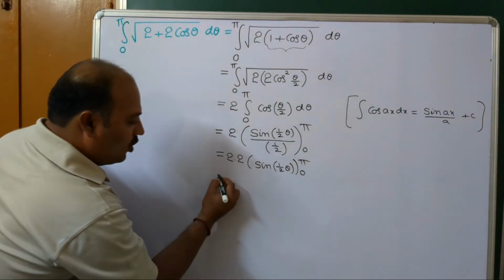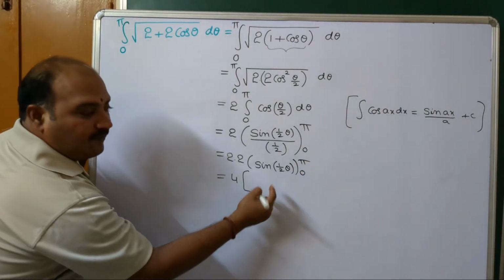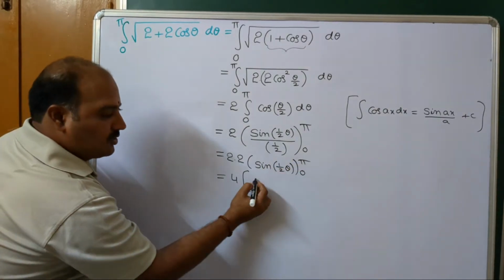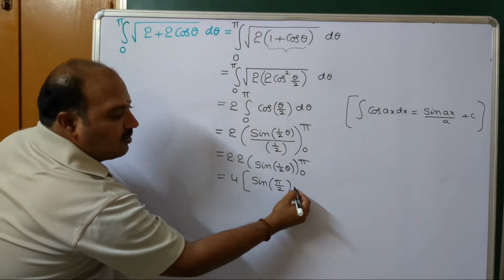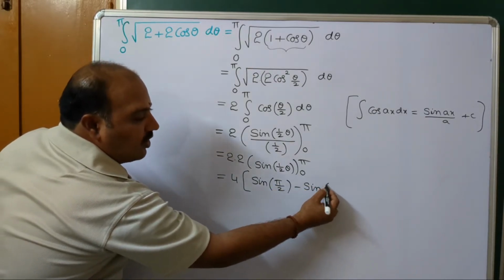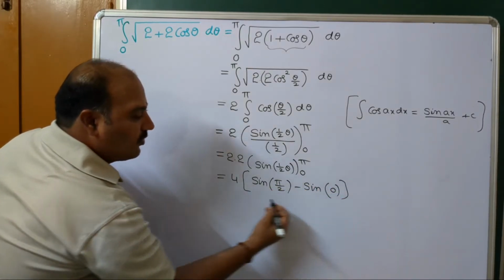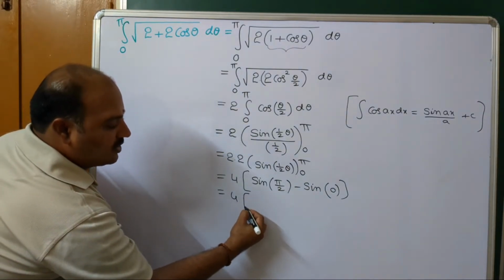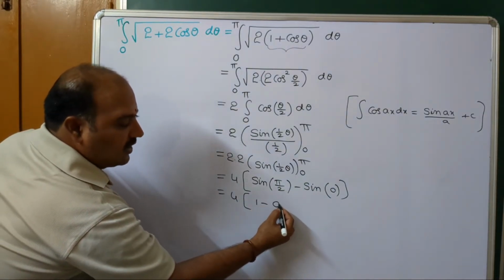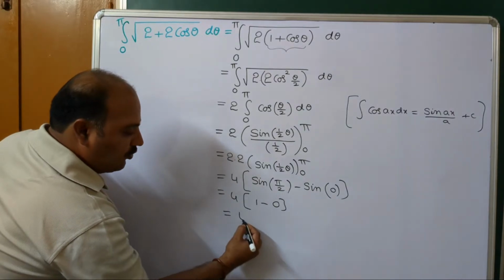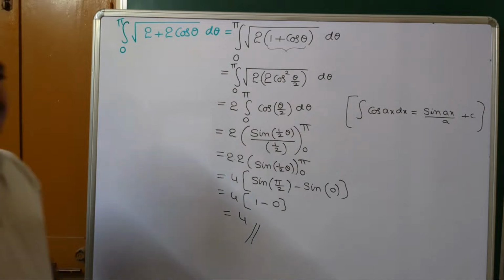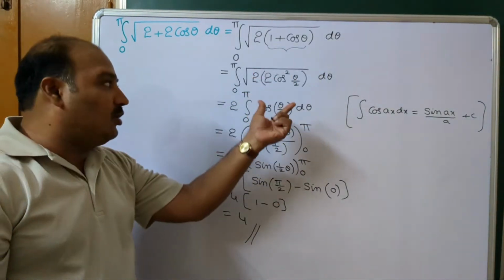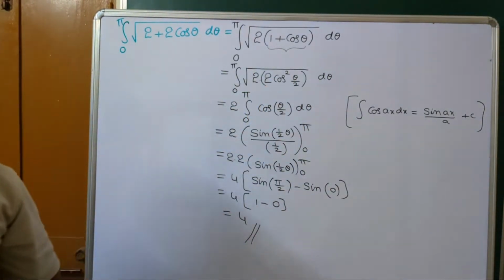So 2 2s are 4. Keep bracket. First, in place of theta, substitute the upper limit. Sine of 1 by 2 into theta, that means pi by 2, minus sine of 1 by 2 into 0, 0. So that is equal to 4 into sine pi by 2, which is 1, minus sine 0, which is 0. That is equal to 4. So this is the way you can do, dear students. Here 1 plus cos A is 2 cos square A by 2.